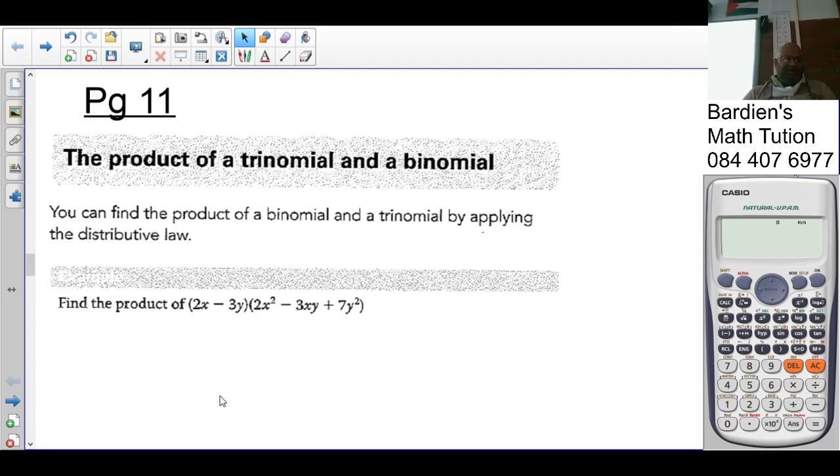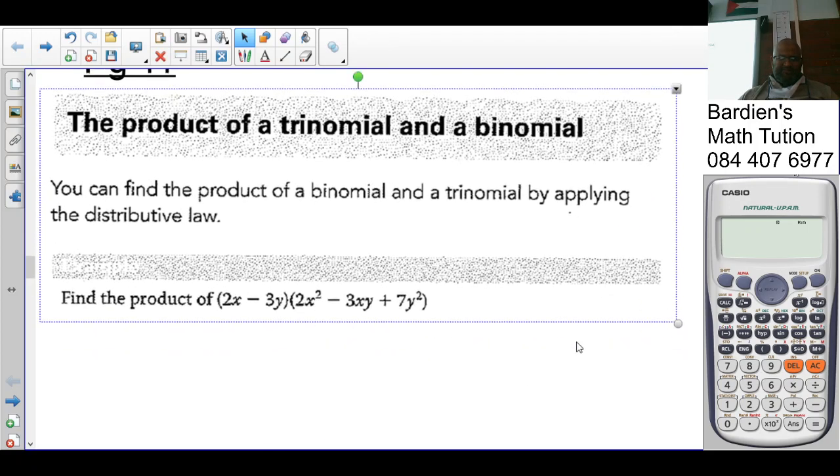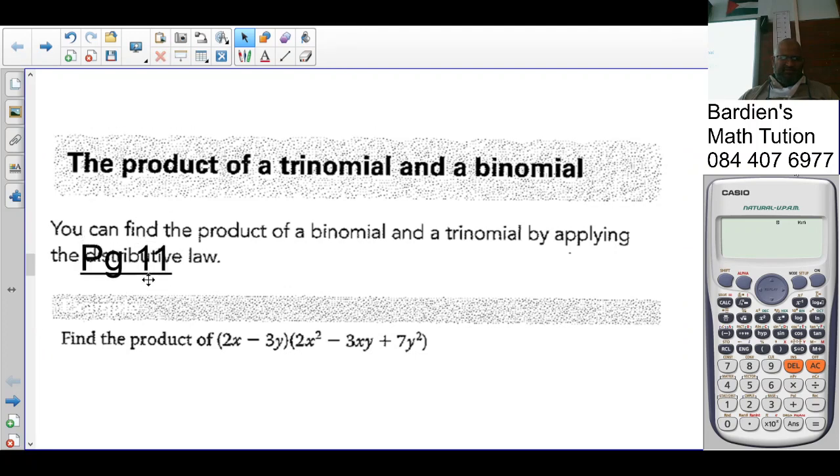You can find the product of a binomial and trinomial by applying the distributive law. Distribution means to say multiply things. Okay. So we're on page 11.